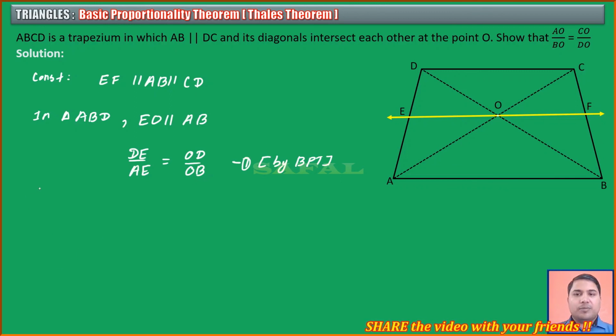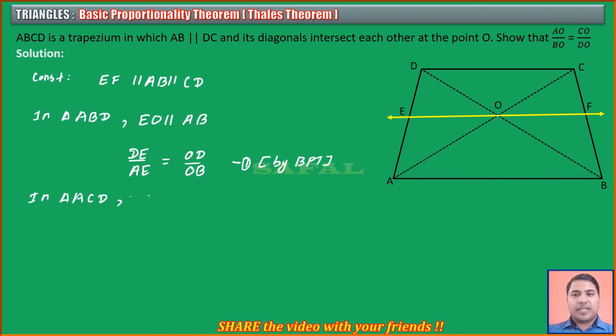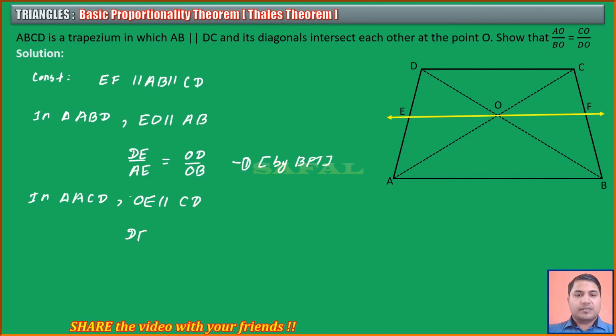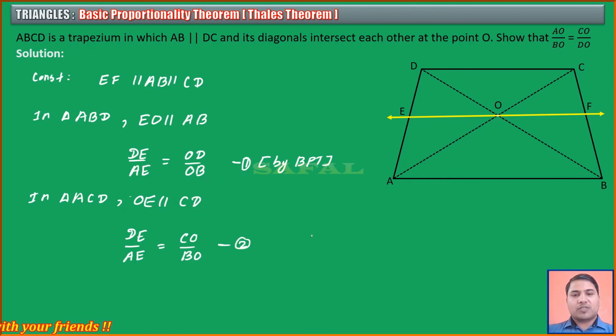Okay. Similarly in triangle ACD, there I can see that again OE is parallel to CD. So OE is parallel to CD. So I can write DE by AE equals CO by OA. So this I'll call equation 2. The reason is BPT only.